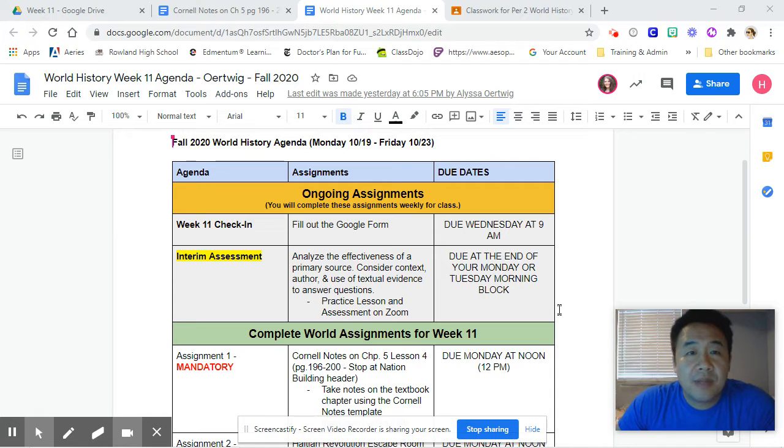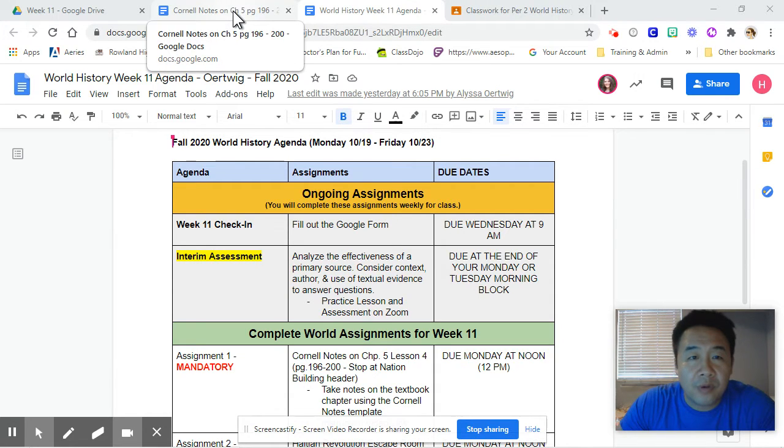Assignment number one is going to be about Cornell notes, and they're typically vanilla notes, but it's going to also show you how to actually take Cornell notes for chapter 5, lesson 4. So let's go ahead and go to the form.